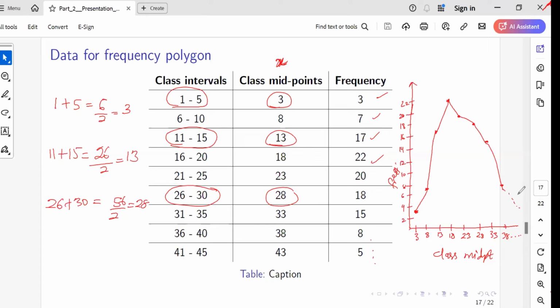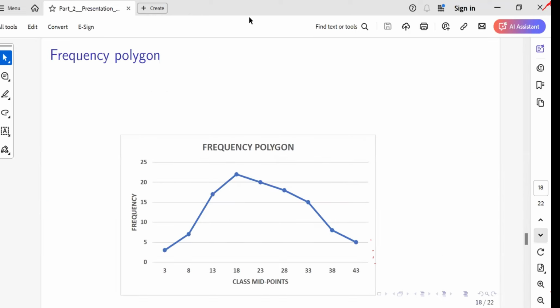So this is how you draw your frequency polygon. Remember, you need a class midpoint and you need your frequencies. So this is what I just drew. Okay, this is the demonstration of it, the frequency polygon. You have the class midpoint and the frequencies.